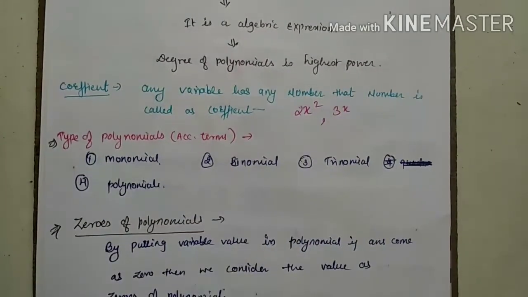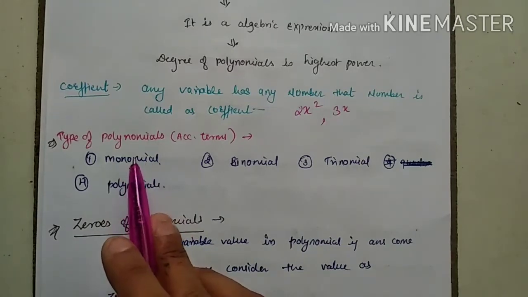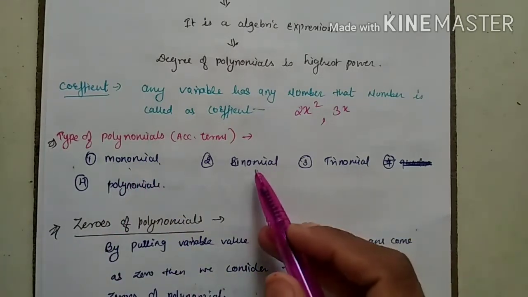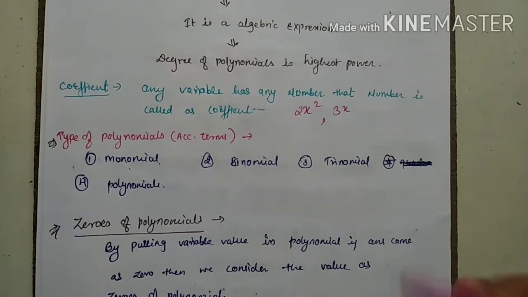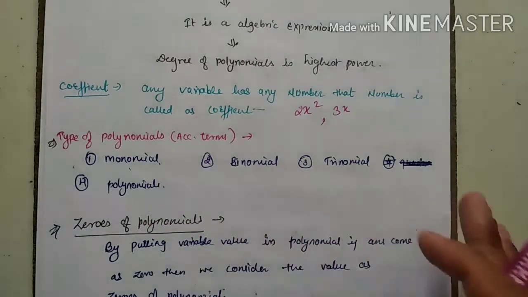After that, types of polynomial according to the number of terms: monomial, binomial, trinomial, and polynomial. Monomial, I think you know it. What? Single term. Binomial, 2 terms. Trinomial, 3 terms. Polynomial is more than 3 terms. Is it clear? So that is what we did in the 9th class.